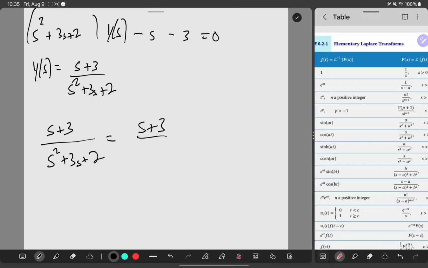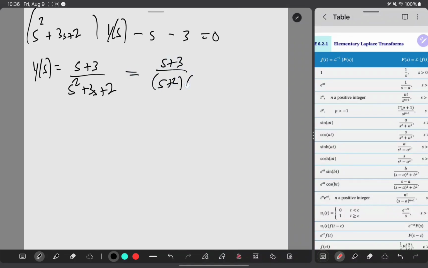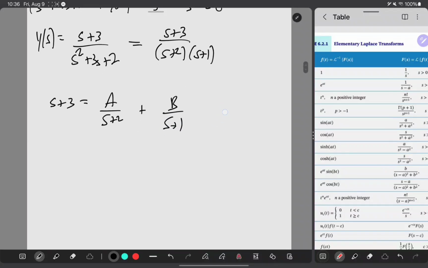S plus 3 over... why didn't I just, let me put it up here, save some space. S plus 3 over S plus 2 times S plus 1. That adds to 3, multiply, yep, we're good. That would leave us with S plus 3 is equal to A over S plus 2 plus B over S plus 1.